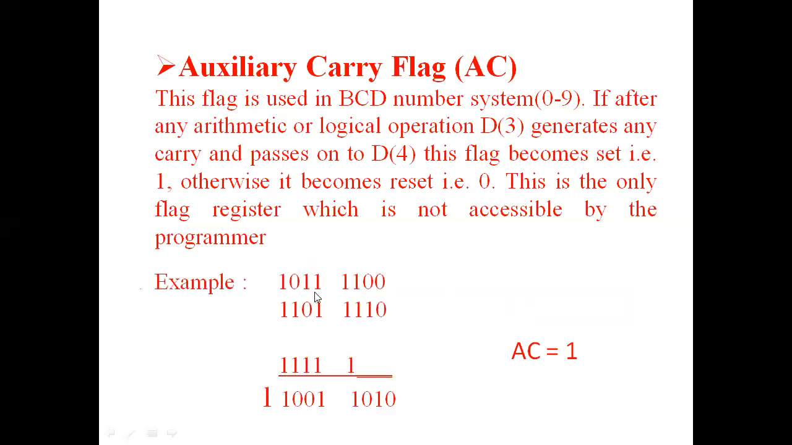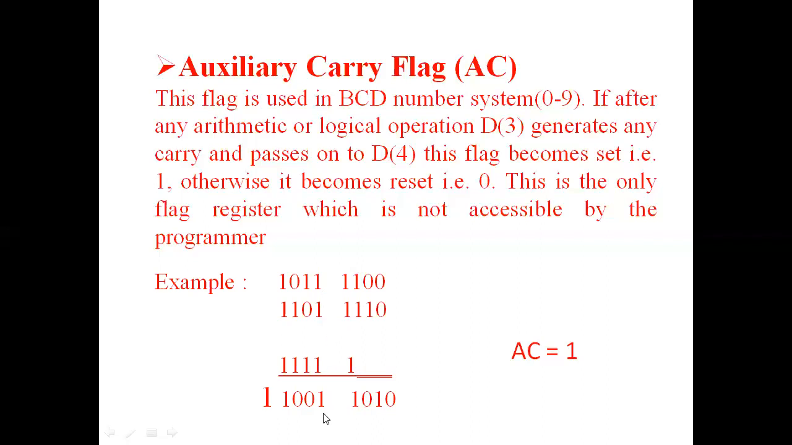So I'm doing 8-bit addition. The first 8-bit number is 1011 1100. The second 8-bit number is 1101 1110. So I am doing the addition. 0 plus 0 plus 1 is 1. 1 plus 1 means I'm getting 10, so I'm putting 0 here and 1 is carry. Next, 1 plus 1 plus 1 is 11, so I'm putting 1 and 1 is carry.